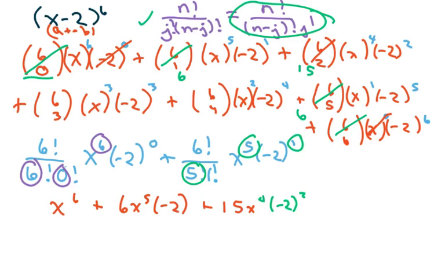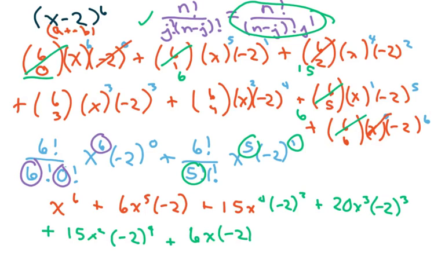Then we're going to have plus 20x cubed, negative 2 cubed, plus, we get 20, then we're back down to 15x squared, negative 2 to the fourth, plus, so 15, where are we at? 15 plus 6x negative 2 to the fifth plus negative 2 to the sixth.